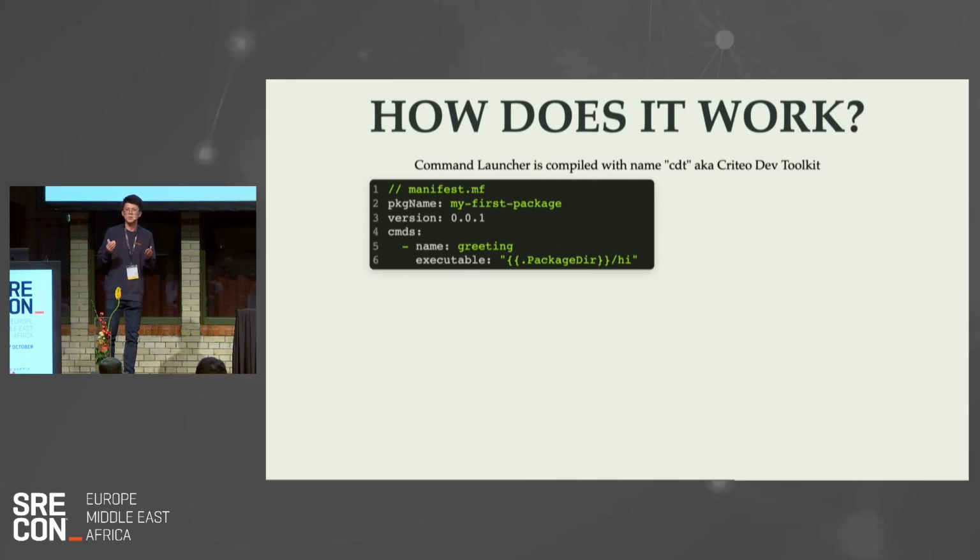A bare minimum way to describe a command, you need two pieces of information. First is a name. In this case, it's greeting. So we're creating a sub-command called greeting in command launcher. And then when you call CDT greeting, command launcher will need to know which command it needs to launch. So in this case, it is a hi command in the package directory.